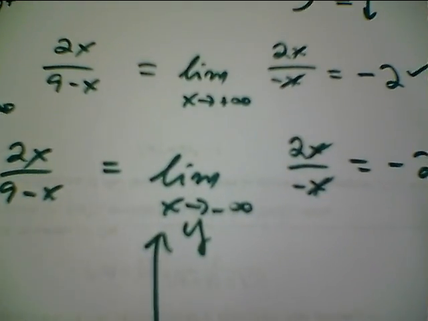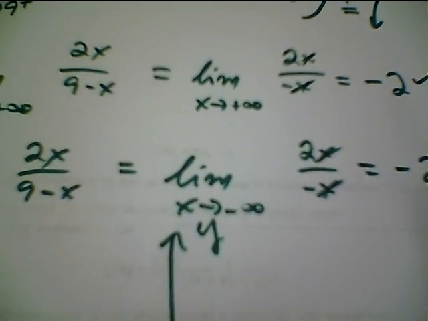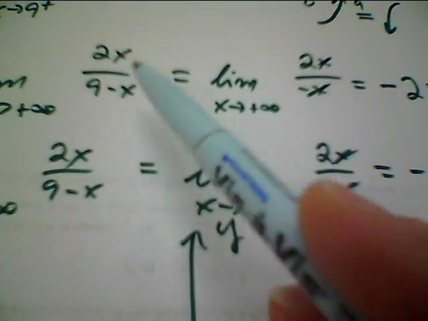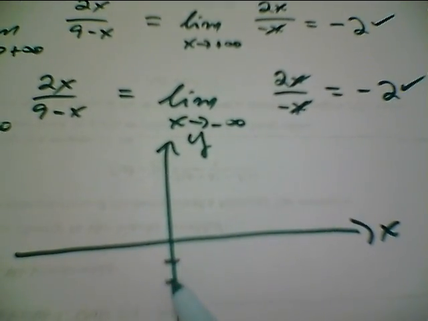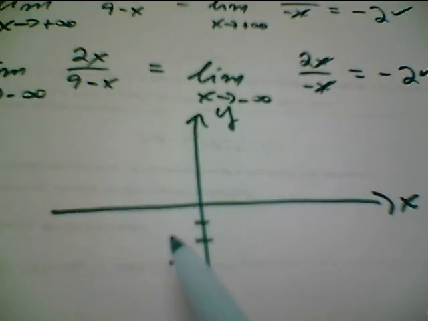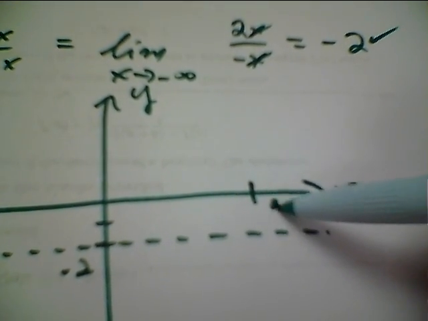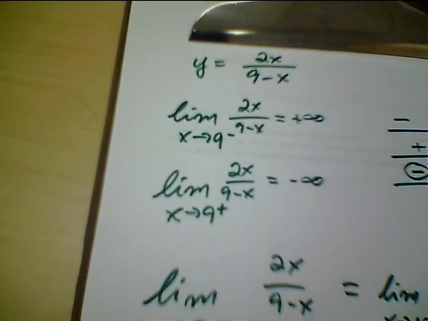So when you plot this, x and y, we have an asymptote at minus 2. This is the value of this function as x is going off to infinity, and this is the y value. So that is minus 2. That is my horizontal asymptote. And I have a vertical asymptote at 9, as confirmed by this analysis here.